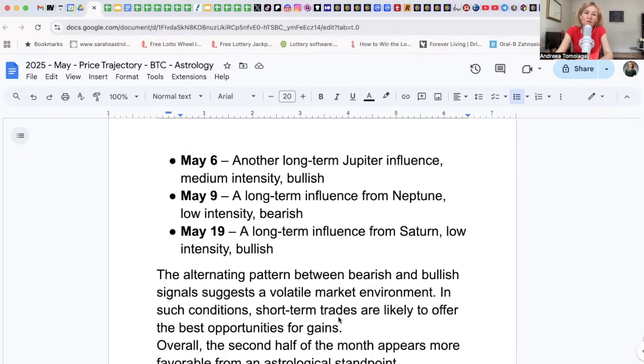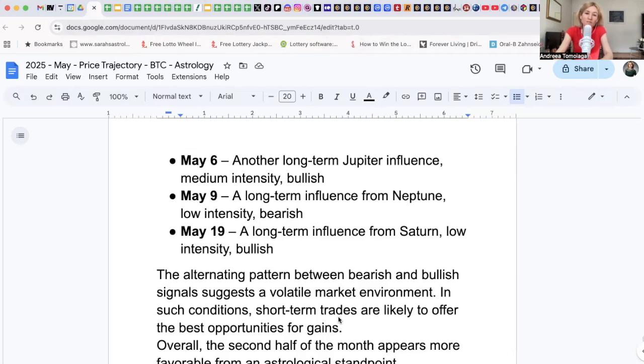Then on May 9th, a long-term influence from Neptune, which is also bearish. And on May 19th, a long-term influence from Saturn, which is low intensity and bullish. And that one would be very important, in my opinion, due to the fact that Saturn will move immediately. It will switch signs in a few days. So it will be an important date to consider.